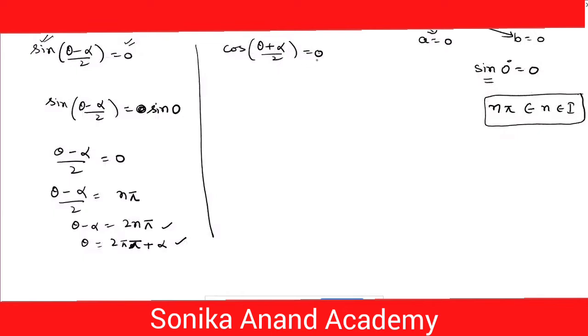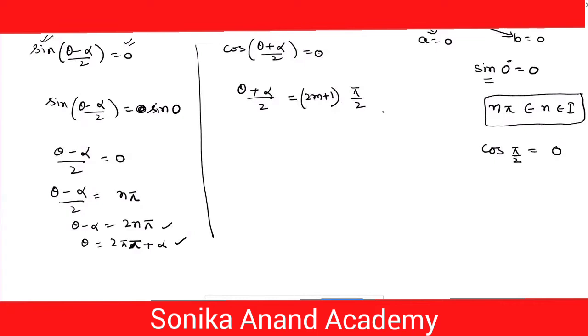Now consider the case for cos. When we have cos 0, pi by 2, 90. Please memorize the table which I told you on the demo day. So we put over here pi by 2. So we get theta plus alpha by 2 is equals to pi by 2. But before that, what is the value for the cos theta? We have the value 2m plus 1.